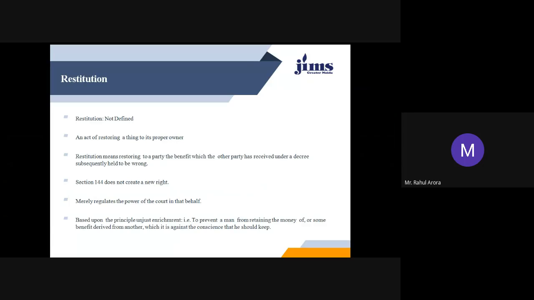In Halsbury's Laws of England, it is stated that any civilized system of law is bound to provide remedies for cases of what has been called unjust enrichment or unjust benefit, that is, to prevent a man from retaining the money of, or some benefit derived from, another, which it is against conscience that he should keep. So from this we may infer that this doctrine has been carved out so that there cannot be any unjust enrichment in the hands of an aggrieved party.